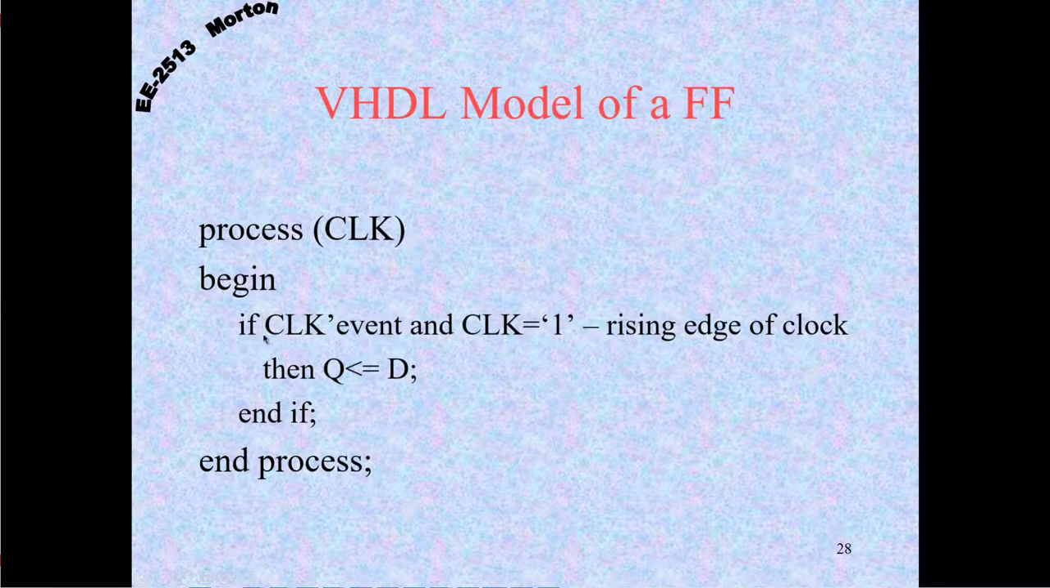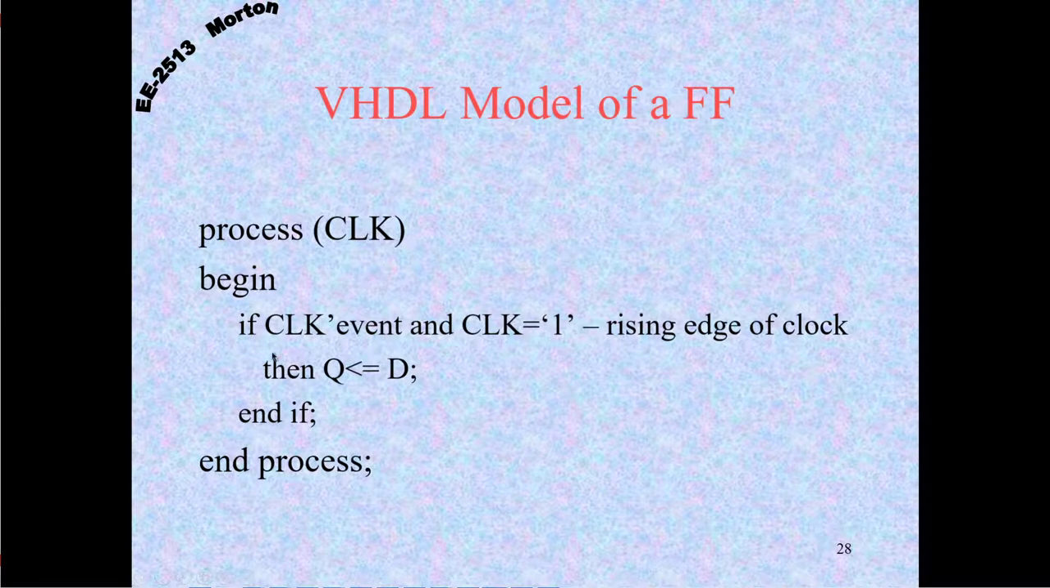Clock tick event is the same thing. This just means that the clock just changed. This gives it the edge characteristic, and they kind of just made this up, but you have to put this in if you want it to be an edge-triggered signal. So if clock tick event, that means the clock just changed, and the clock is equal to 1, so if the clock just changed and now it's 1, then that defines a rising edge. And that would trigger execution of this block.